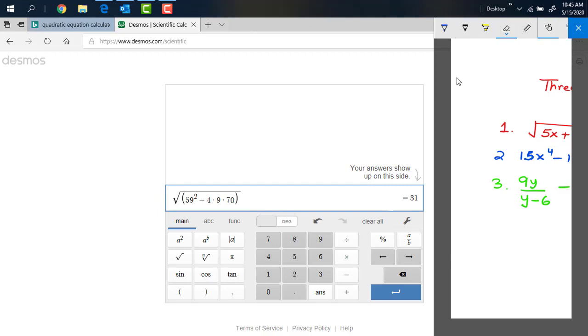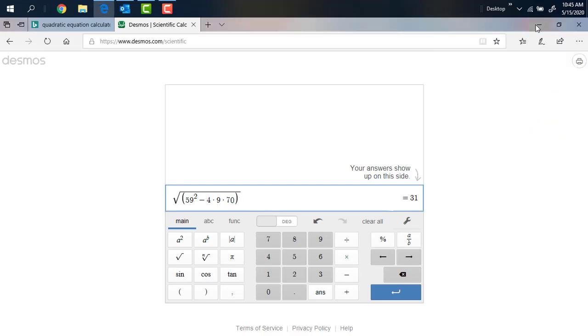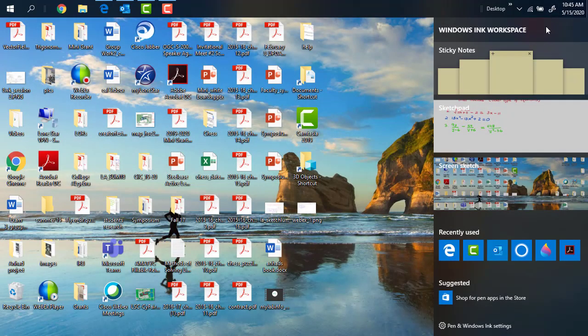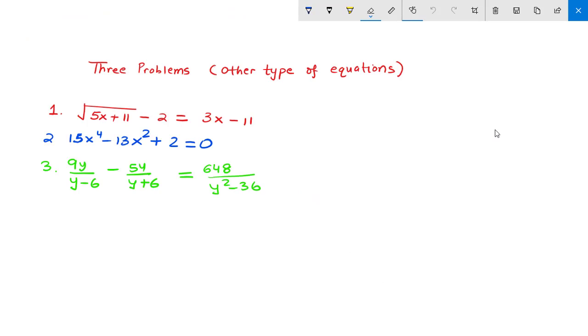I'm gonna record a session on the three problems that a student has actually sent me, and those problems you can see on my screen right now. These are the problems from the section on other kinds of equations that may lead to quadratic or linear equations. So the first one has a radical in it, as you can see.